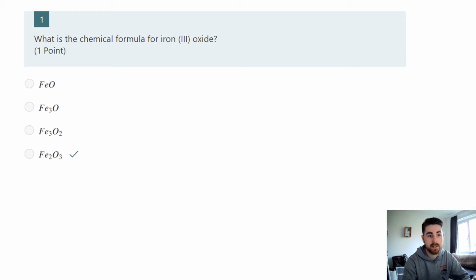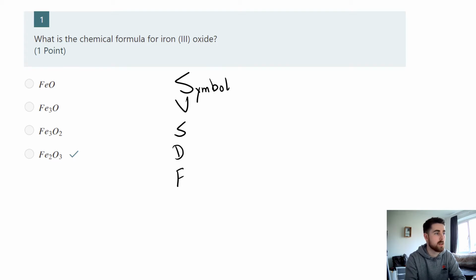So for question 1 of this exercise, what we're asked to do is find the chemical formula for iron 3 oxide, and the simplest way to do this is to use the SVSDF method. SVSDF stands for symbol, so you show the symbols of both elements that you're using, or complex ions, V for valency, S for swap, D for divide, and F for formula.